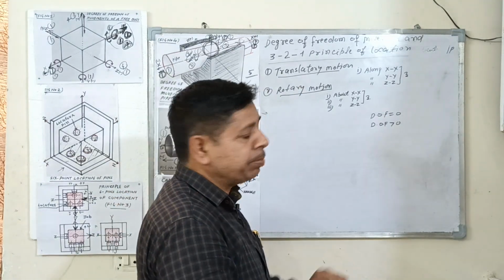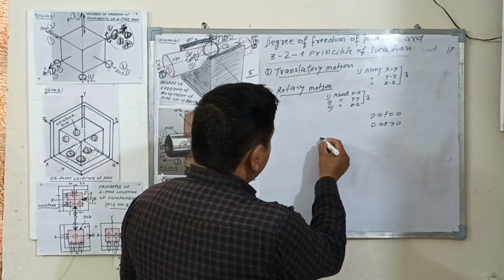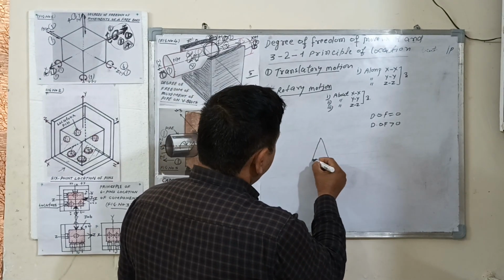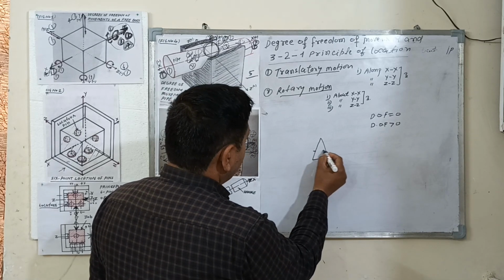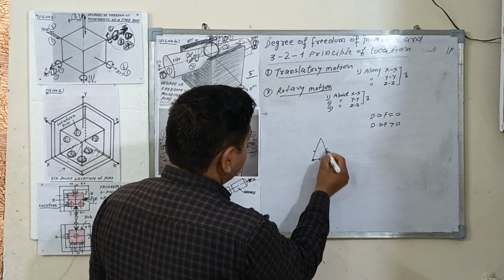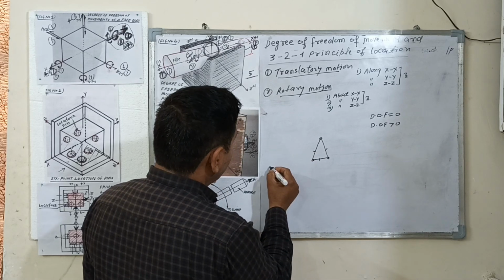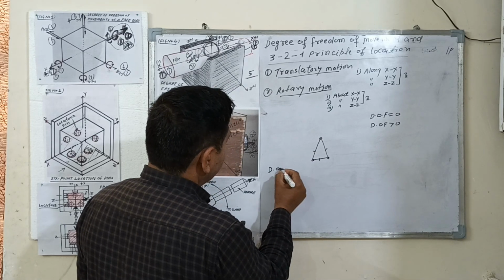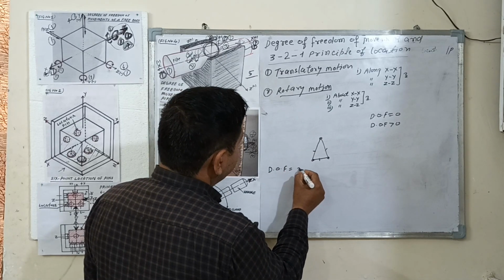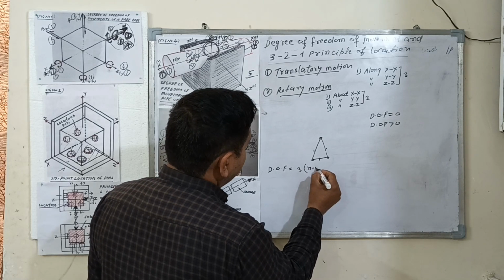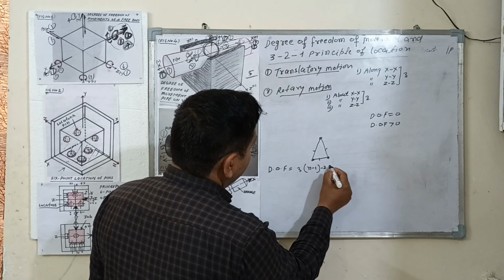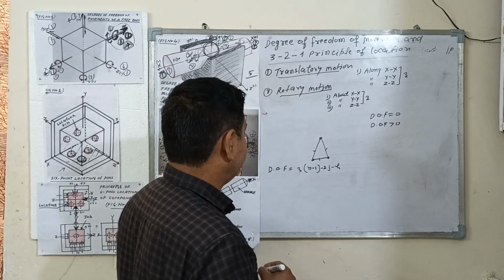So how to explain it? This is a 3 bar: number 1, number 2, number 3. Use this formula to calculate the degree of freedom: 3n minus 2j minus h.